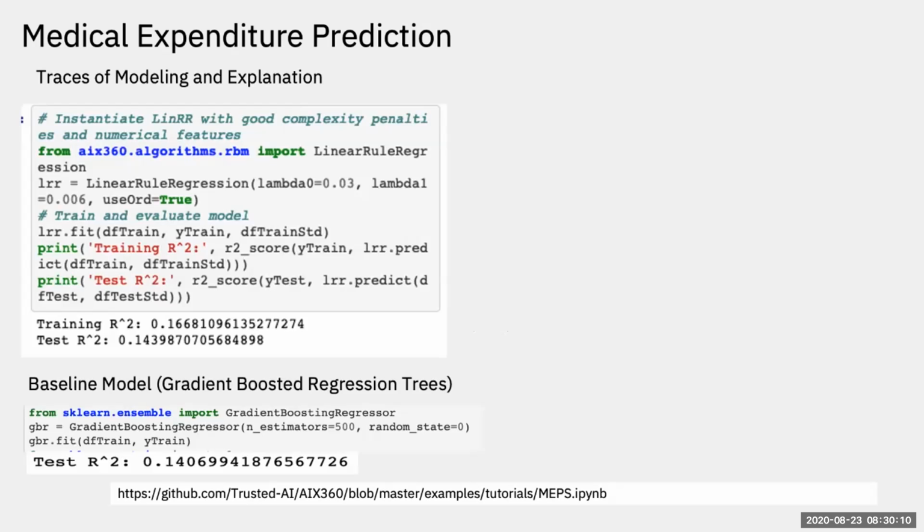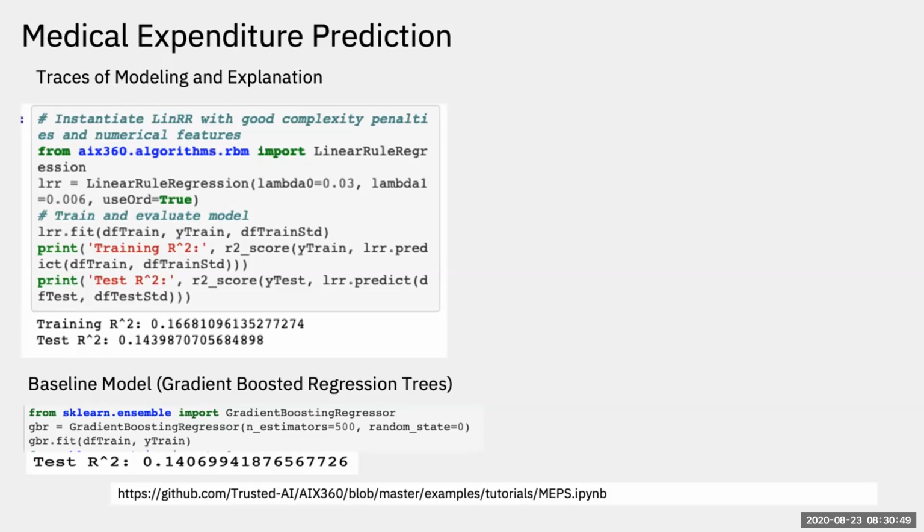So let's go through some of the modeling traces and the explanatory traces. As mentioned before, we are going to use the AIX 360 package. The linear rule regression is a pre-built method that comes pre-packaged with the open source tool. It follows a largely scikit-learn compatible API. For this problem, we are comparing it with the standard gradient boosted regressor that comes pre-packaged with scikit-learn. We followed the standard traces for the training and the testing. And as you can see, the test R squared for GBRT is slightly better than the linear rule regression method.